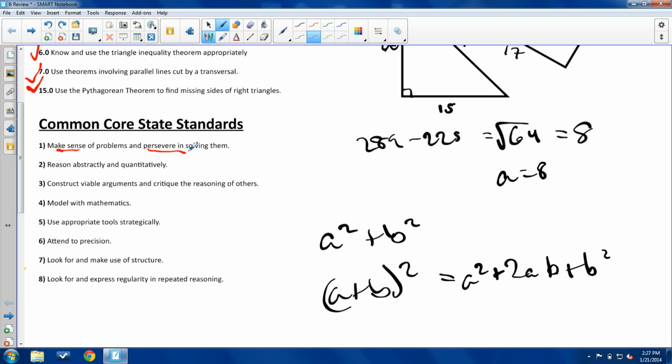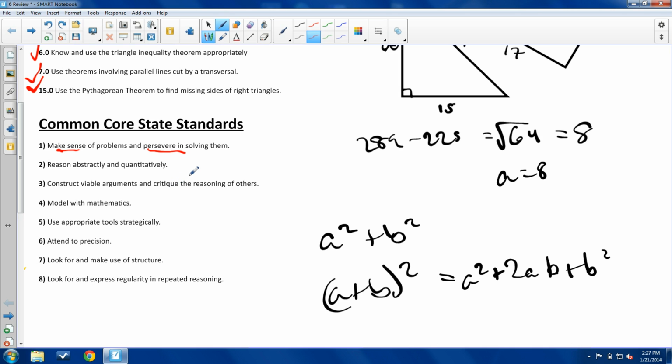I'm going to double check this. I'm going to say, does my answer make sense, especially in word problems, right? If I'm looking for a height of a person and I get negative 100 feet, then I know there's something wrong with that. So just kind of making sense of it, there's nothing else to say about that, really.